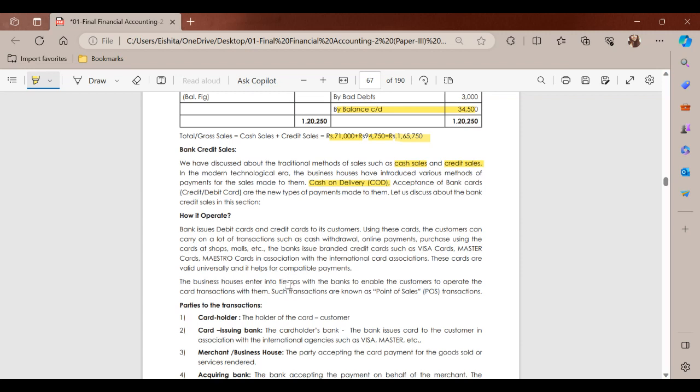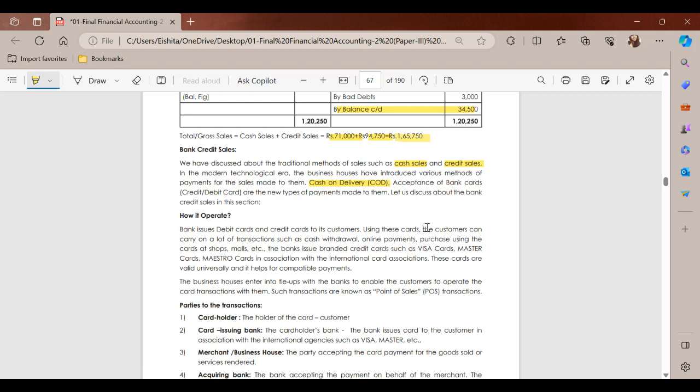But if you have a credit card, the bank will give you credit for up to 30 days. So when the credit card payment comes due, and suppose you don't have money, the bank will charge interest from you. Okay. The bank issues the debit card and credit card to the customer.